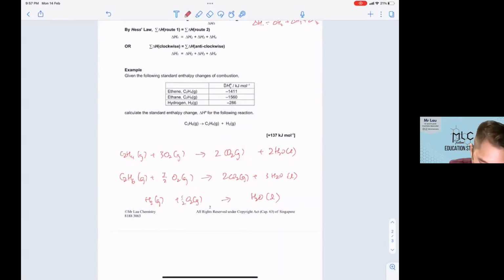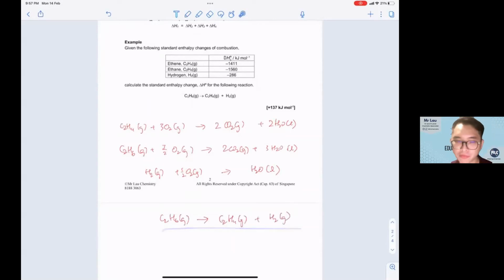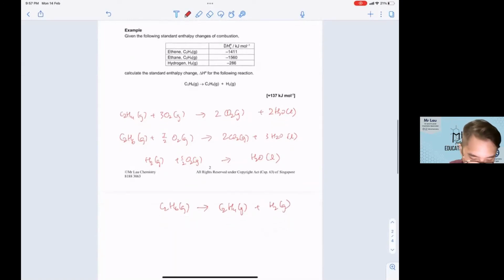This is what they want. So this is what you start off with: C2H6 gas, giving you C2H4 gas plus H2 gas. Okay, this is the delta H that they want you to find. So you need to decide, do you wish to start from the left or from the right? Either one is fine. So let's start from the left.